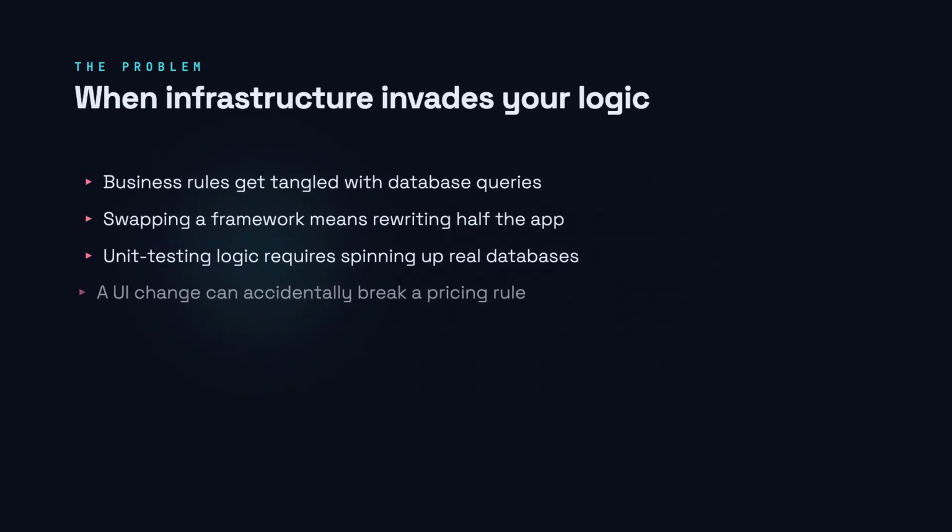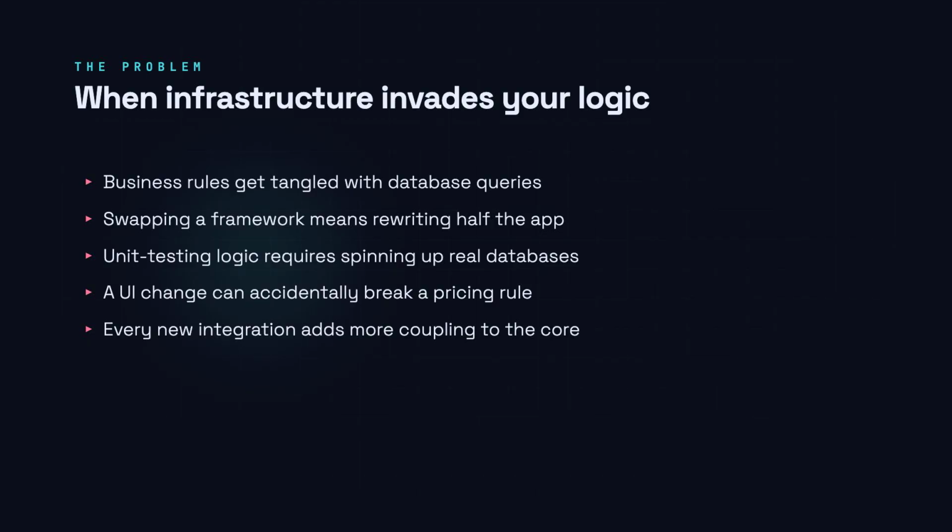Imagine you have built an e-commerce system. The pricing rules, the discount logic, the order validation, all of that business thinking is scattered across controller methods, database calls, and HTTP handlers. Now your company wants to replace the database or add a message queue consumer alongside the REST API. Suddenly you are touching the heart of the application just to swap out infrastructure, and every change risks breaking something completely unrelated. That is the pain hexagonal architecture was designed to cure.